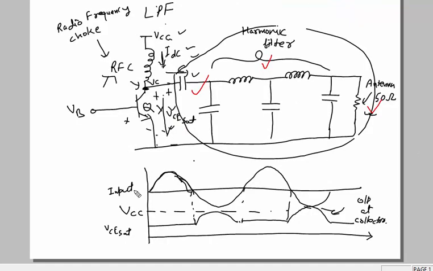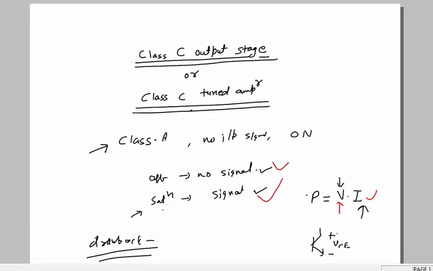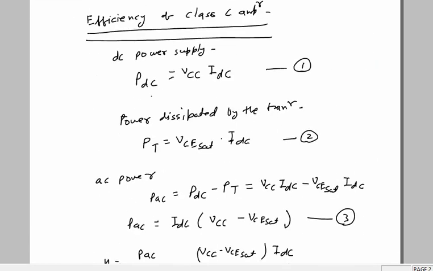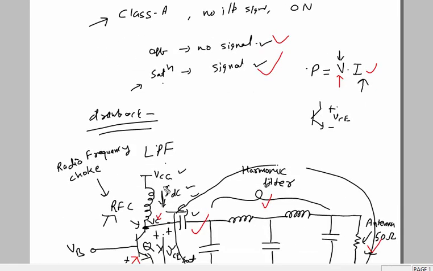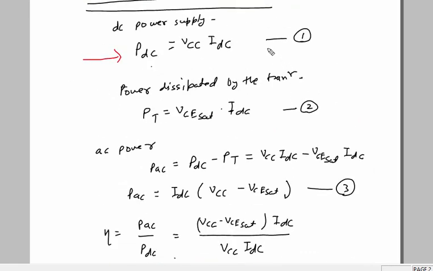Then we saw that when the input is positive, the transistor is on, so the voltage is only VCE sat, which is very small. When the input is negative, the transistor is off, so the voltage induced at the collector will be the output voltage. Then we found the efficiency. The DC power supply PDC equals VCC into IDC, because the RFC blocks AC and allows only DC. Let IDC be the average DC current. Based on this, we got this formula.